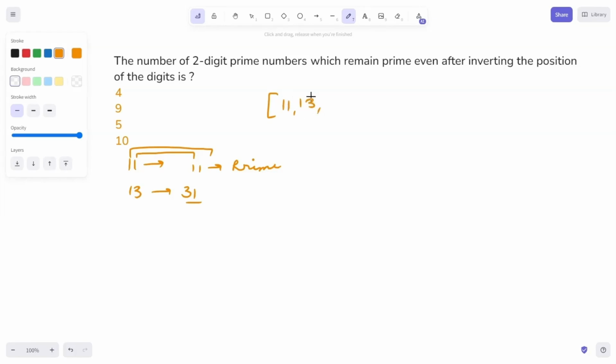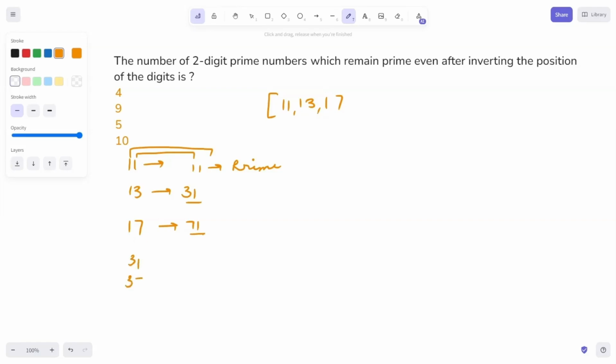This is also a prime number, and if we invert its digits, the resultant value will be a prime number. The next one we can check is 17. 17 is a prime number, and if we invert its digits, it becomes 71, and 71 is also a prime number. So 11, 13, 17 and 31.